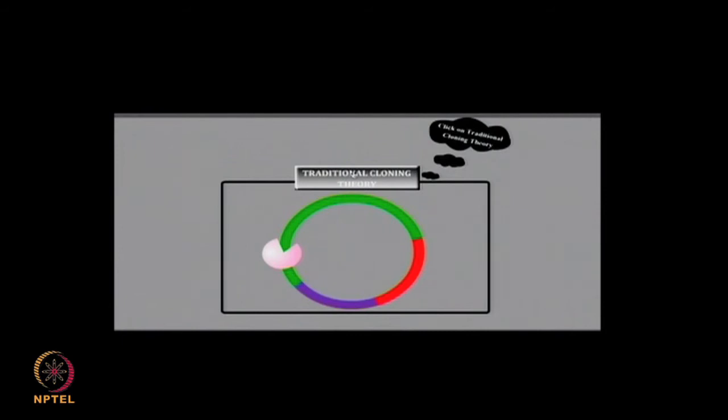Let me explain the basics of cloning as well as recombinational cloning in the following animation. Since we are discussing recombinational cloning, let us also briefly touch upon traditional cloning, so that it will be easier to compare traditional cloning versus recombinational cloning.